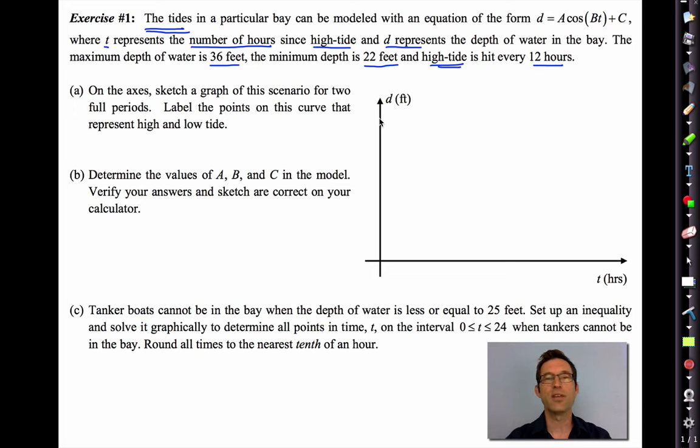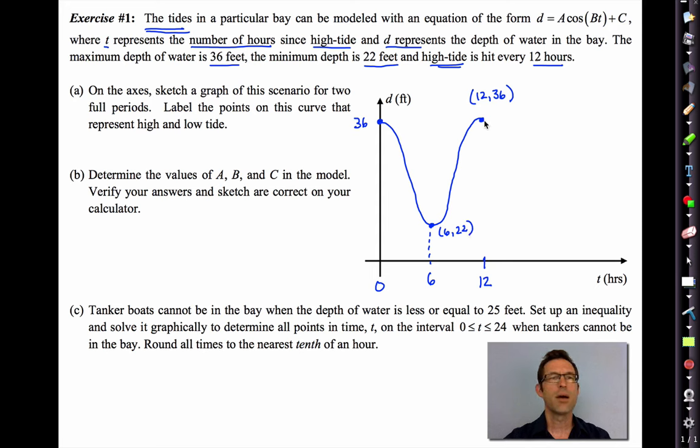Now, we know that at t equals 0, we're at high tide. We're at the greatest depth that we're going to be. We're at 36. And then it's going to get lower. I mean, it's at high tide. And then it's going to complete. Now, how long did it take that to complete? Well, it took 12 hours. So here is the point (12, 36). Now, the low tide, of course, by symmetry, is going to happen after 6 hours. And that depth is 22 feet. So this point is at (6, 22).